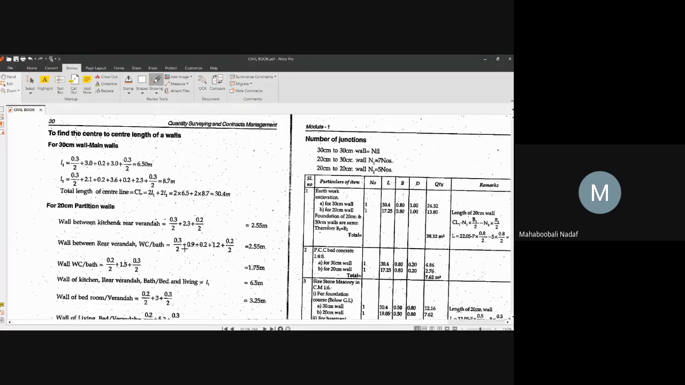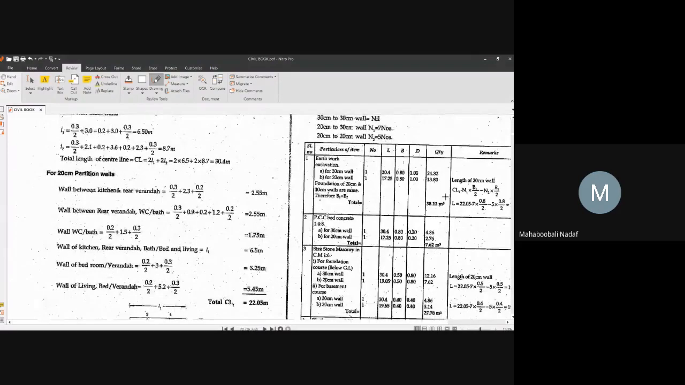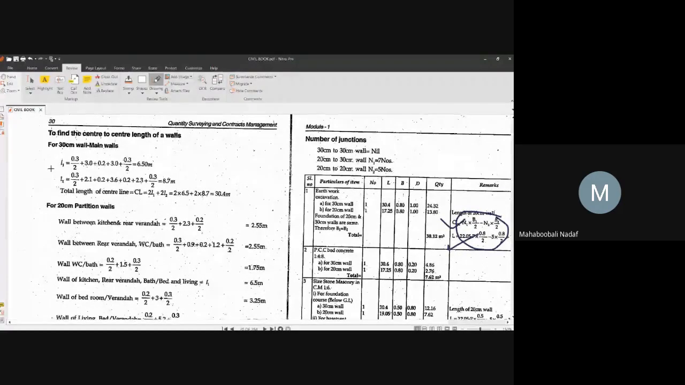Now, in this example, which method have they solved? If you see this formula, for which method does it hold good? Not long wall, short wall, it is not like that. Try to understand: n into b by 2 minus n into b by 2. What is this? Center line method. It is called the center line method. Now here you can see they have marked L1, they have marked L2.